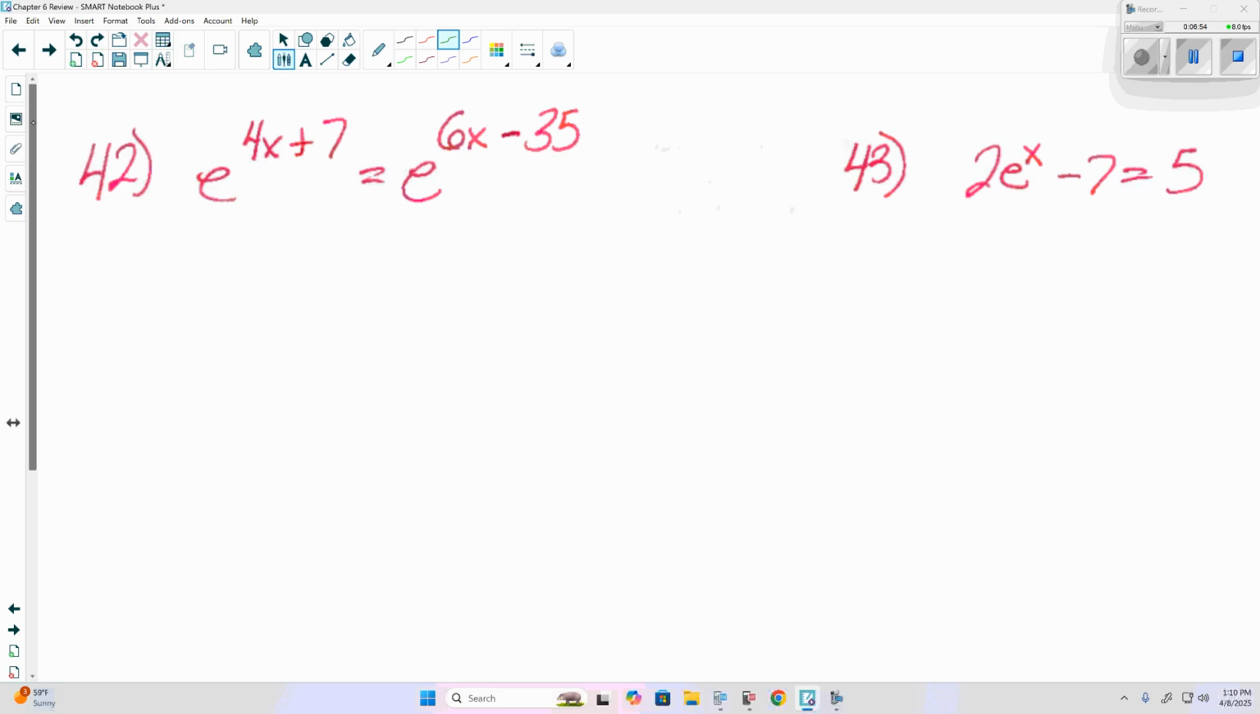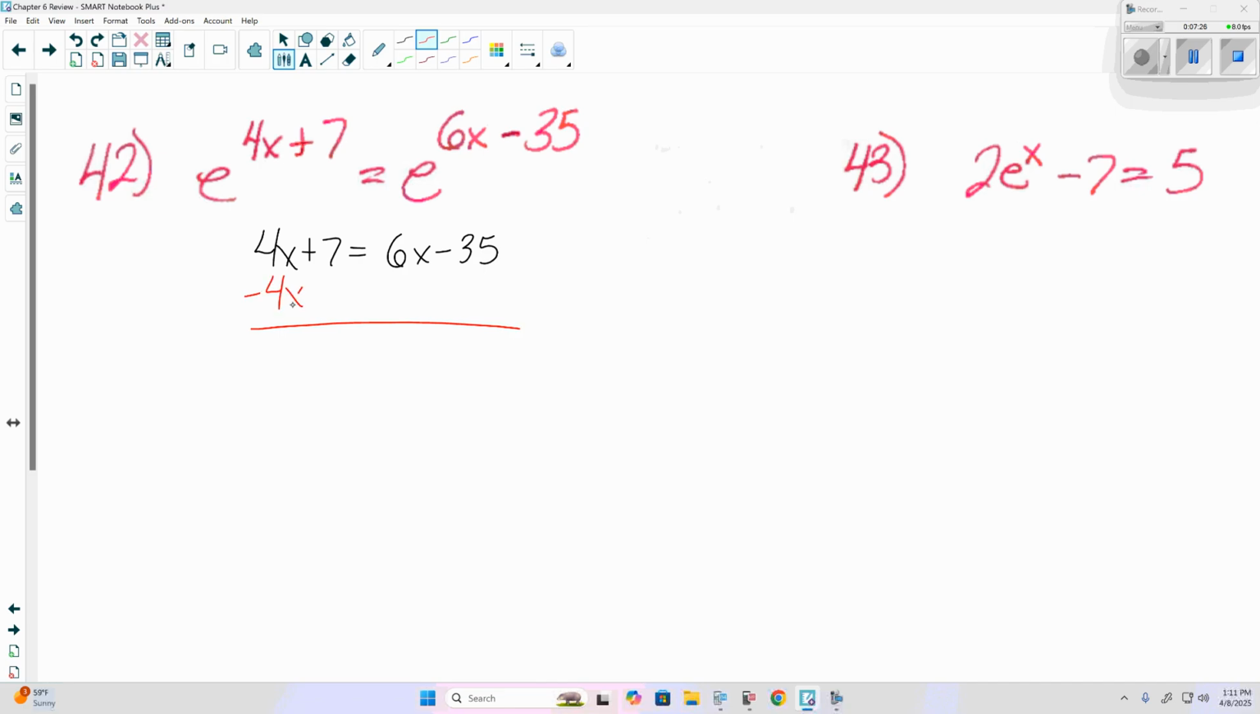We can look at 42, but 42 is the exact same thing. The bases are the same. Doesn't matter that they're both e being irrational, they are the same value. So it still means that the exponents have to be equal. That's really all it's saying. e to the 4x plus 7 equals e to the 6x minus 35. Bases are the same, so the exponents have to be the same as well.